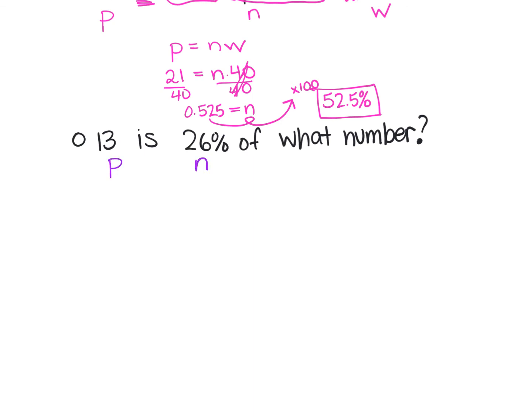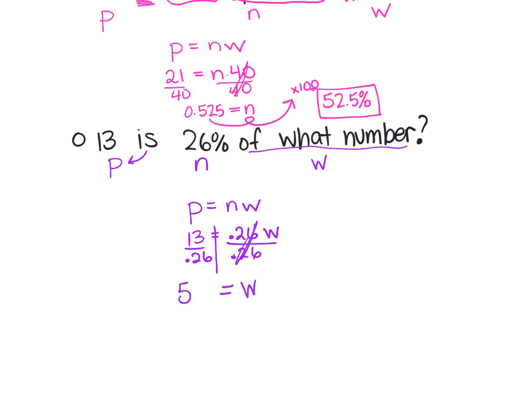The last scenario, we have 13 is 26% of what number? So 13 is my part. The word "is" helps me figure that out. My percent is 26. And then "of what number," that's what we're looking for. We're looking for the whole in this case. So again, my equation, part equals percent times whole. My part is 13. My percent is 26%. Remember, I have to write it as a decimal. And we're looking for the whole. Again, we have an equation. We're going to divide both sides by 0.26 because it cancels those out. And we're left with our whole is equal to 50. So that's how you use the percent equation.